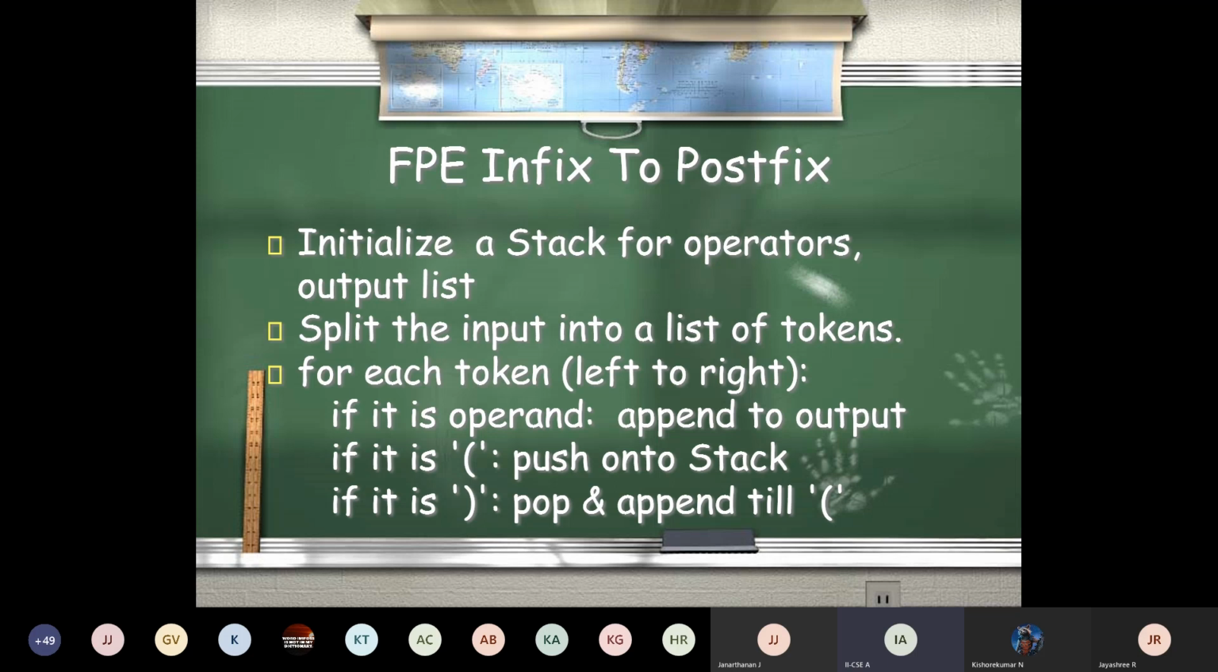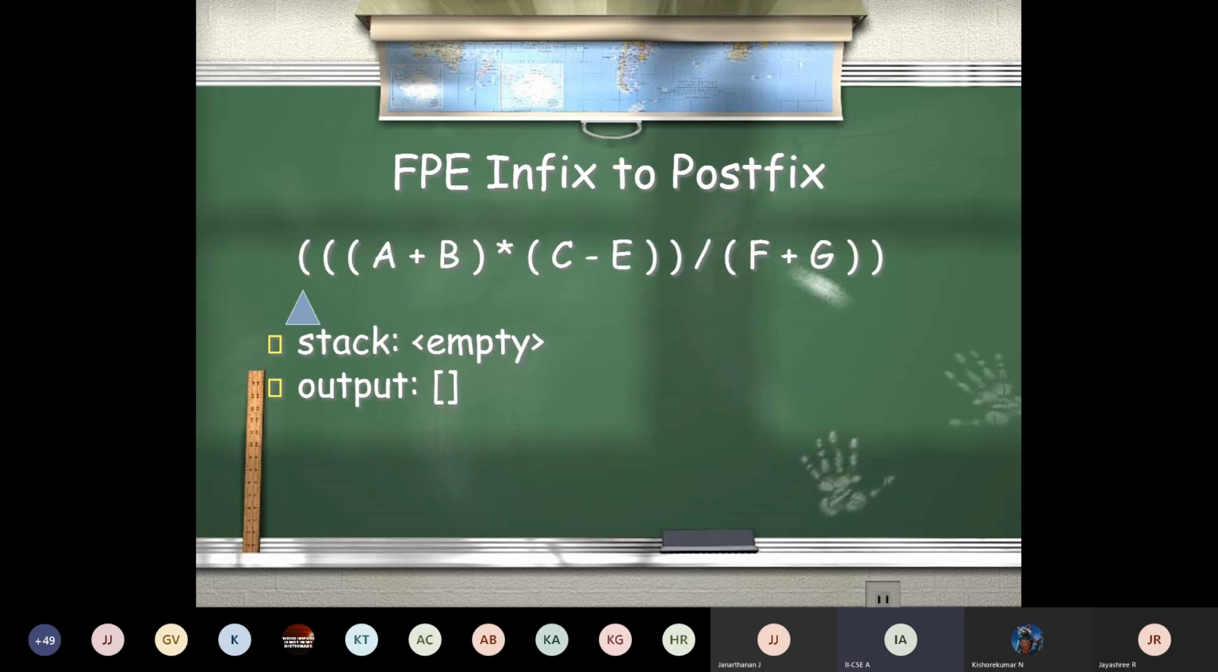We are going to pop the operators from your stack till the open bracket is encountered, because initially when your expression had an open bracket, I might have pushed it into the stack. Later I encountered a closing bracket. So when I see a closing bracket, I will pop all the contents of the stack until an open bracket is encountered. That is the meaning of this statement. So this is how we are going to use our stack. Otherwise, we are going to just insert all the operators into your stack.